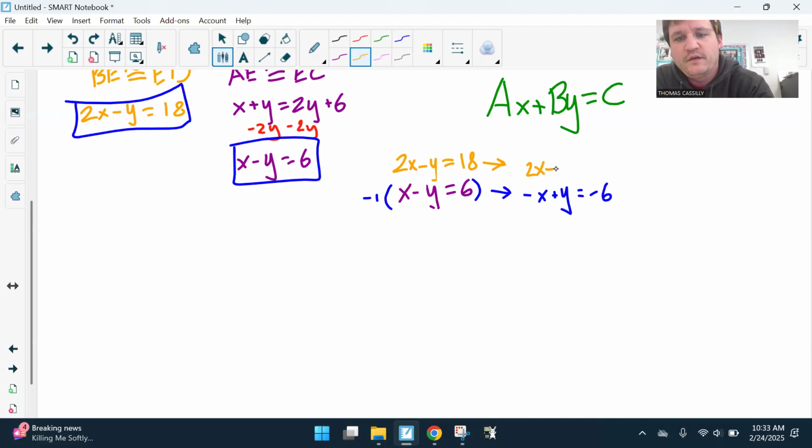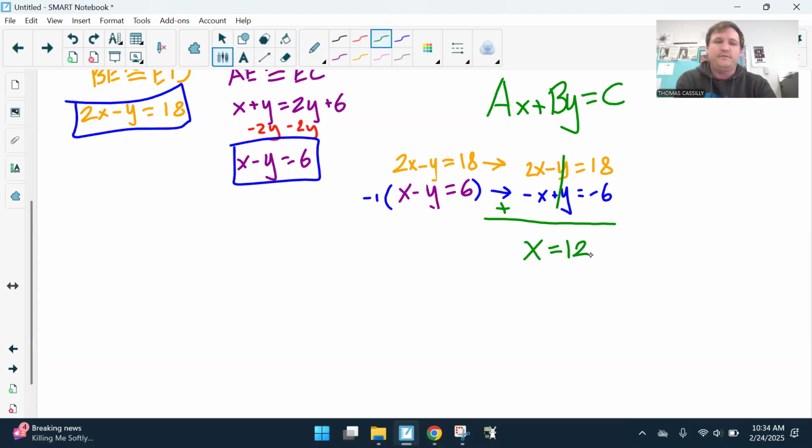All right, 2x minus y equals 18. So now if I add these straight down, they'll cancel. Look at those y's. They're the same number, but just different signs. One's a -1, one is a +1. That means they will eliminate. So 2x minus x is an x. I got x equals 12.